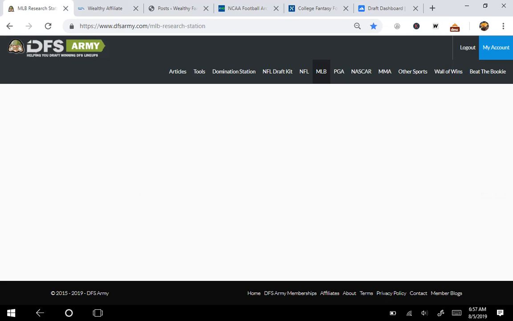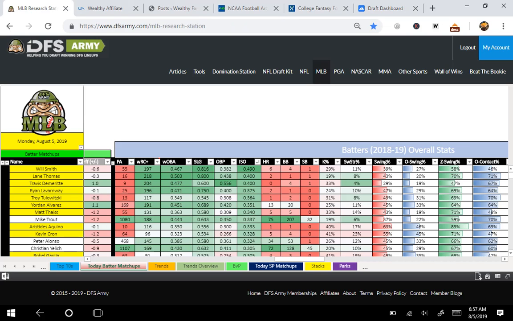And you got to go to your MLB research station with the DFS Army. Get a membership to get access to this, or unless you need to go the cheap route, you can go to the FanGraphs site and look at this data. For overall sites, that is for ISO, you can look at specifically isolated slugging percentage. This is in order right here for not only this year, but including last year. So you get a very large sample size of what to expect, whether a player is hot or not.